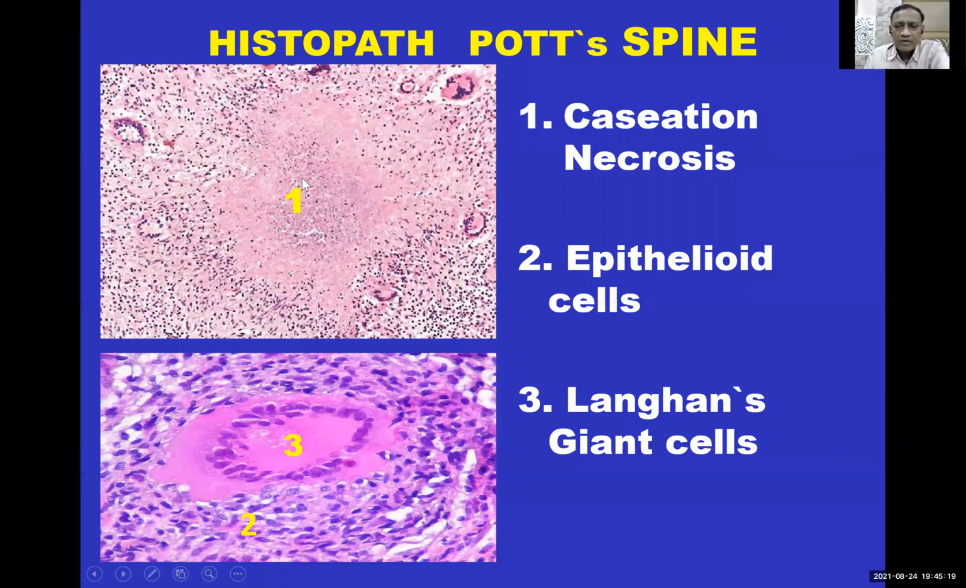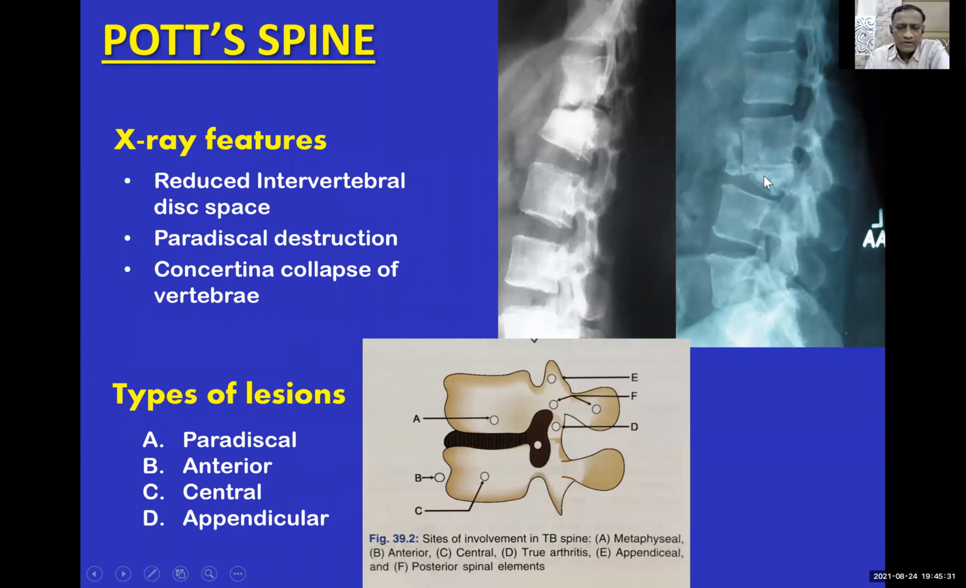Radiologically, if it is the paradiscal type with two bones involved, you see reduced disc space and paravertebral destruction. If the lesion is the central type, then it can give the concertina type of collapse, where the whole body is collapsed. What are the types of lesion? The classical is the paravertebral, you can get the anterior type, the central type, and the appendicular type of tuberculosis, depending on the lesion.